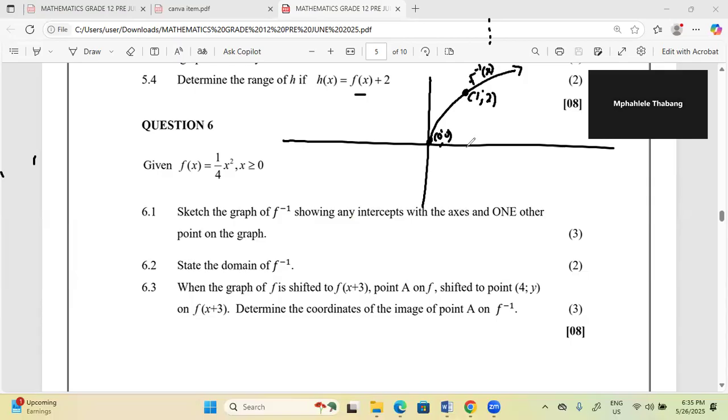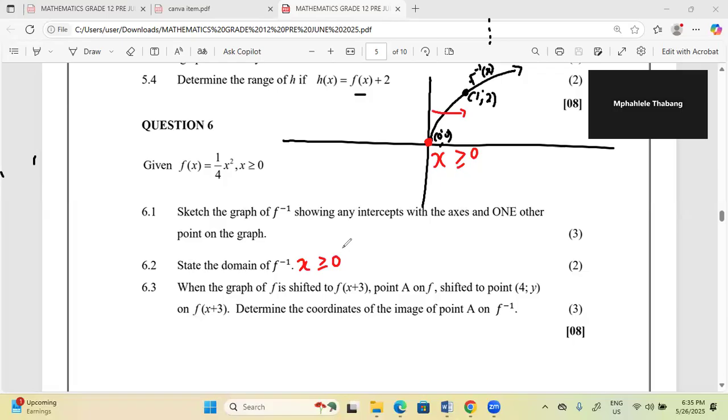When we look at the graph, we know that at the origin, the x value is 0. And the graph is always on the right side of the y-axis. So we say all values of x are greater than or equal to 0. So this is the domain: x ≥ 0. This is 6.2.